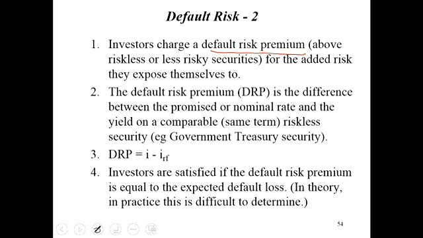And this is the basic idea. Investors are satisfied if the default risk premium is equal to the expected, and that one there, that's our statistically expected, that's our mean default loss. Now, conceptually, that's quite simple. The problem is, in practice, it's very hard to calculate what your loss is. But that's the basic idea.